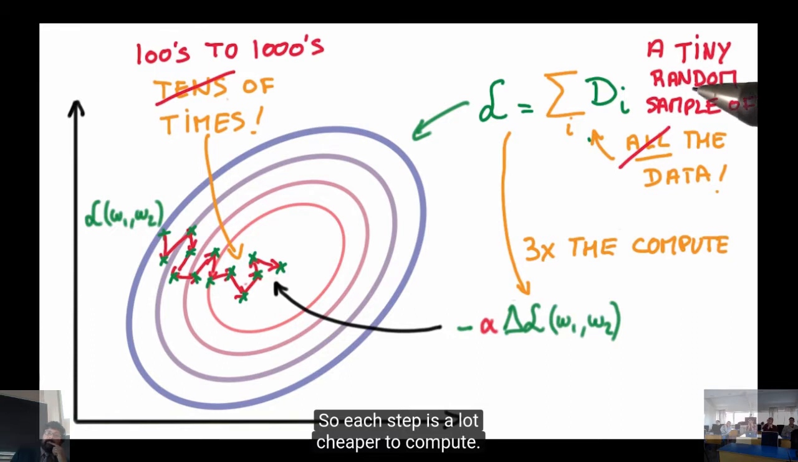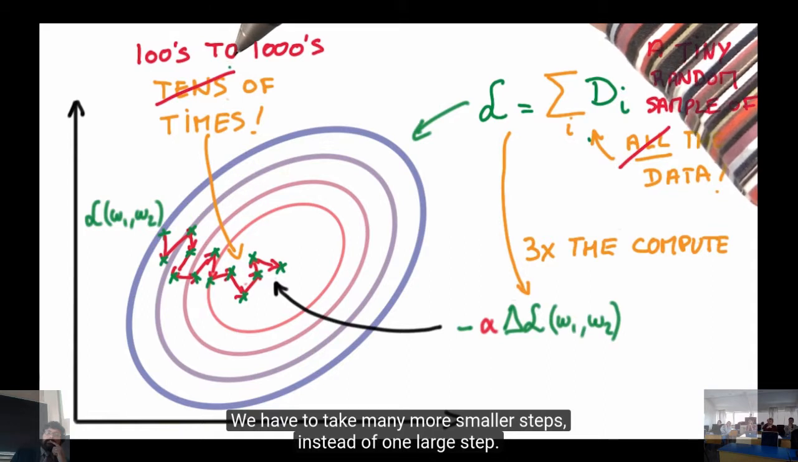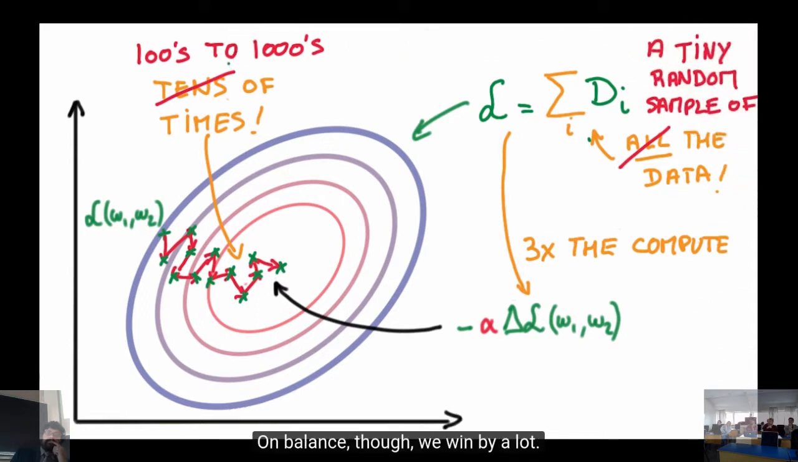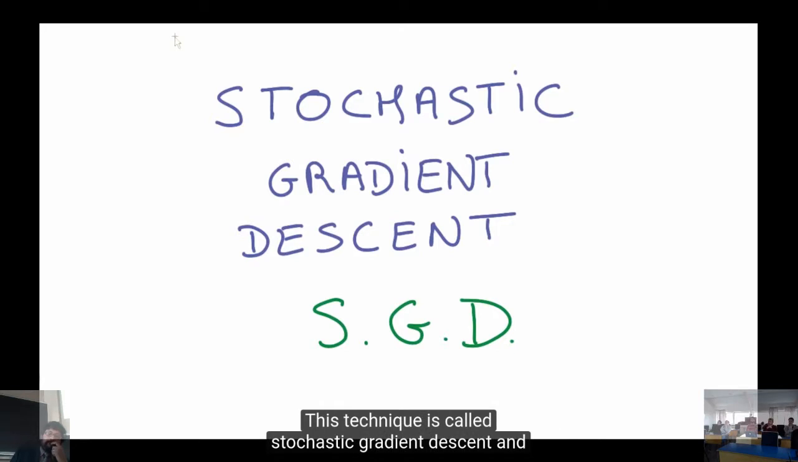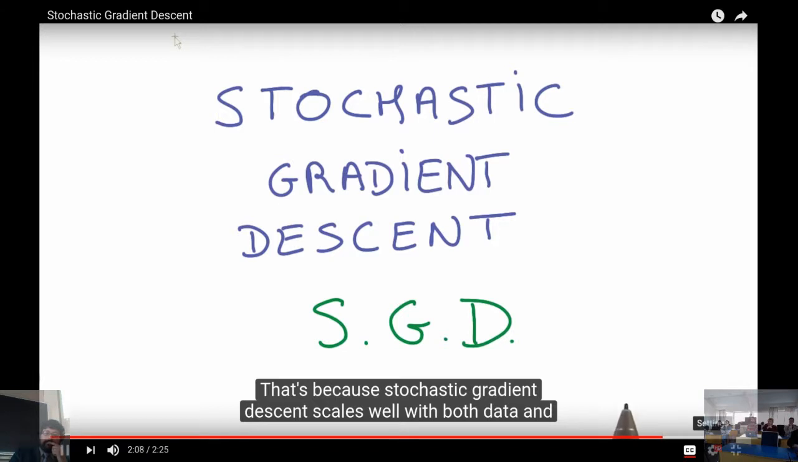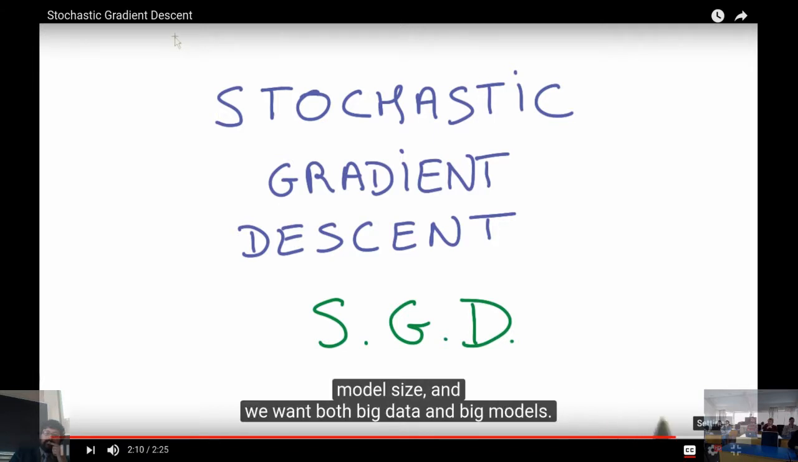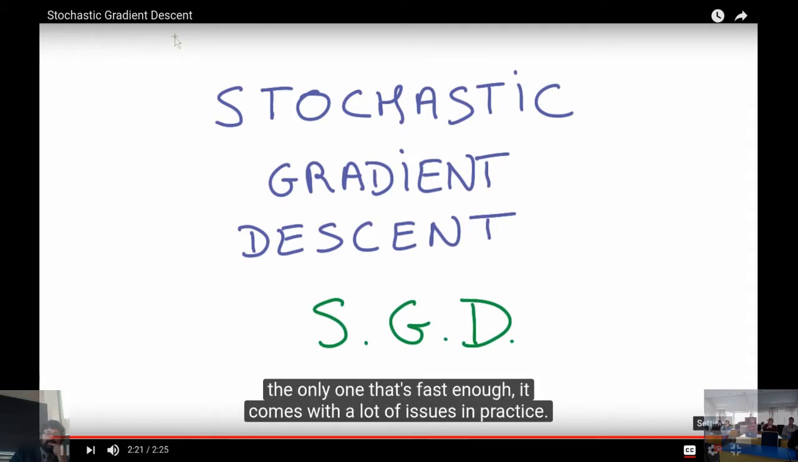So each step is a lot cheaper to compute, but we pay a price. We have to take many more smaller steps instead of one large step. On balance, though, we win by a lot. In fact, as you'll see in the assignments, doing this is vastly more efficient than doing gradient descent. This technique is called stochastic gradient descent and is at the core of deep learning. That's because stochastic gradient descent scales well with both data and model size, and we want both big data and big models. Stochastic gradient descent, SGD for short, is nice and scalable, but because it's fundamentally a pretty bad optimizer that happens to be the only one that's fast enough, it comes with a lot of issues in practice.